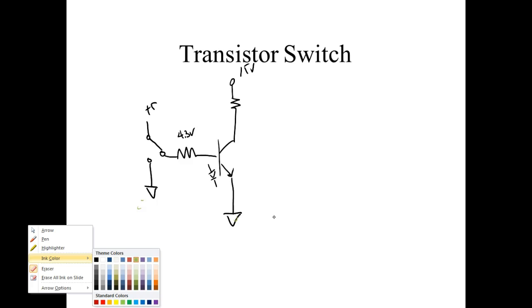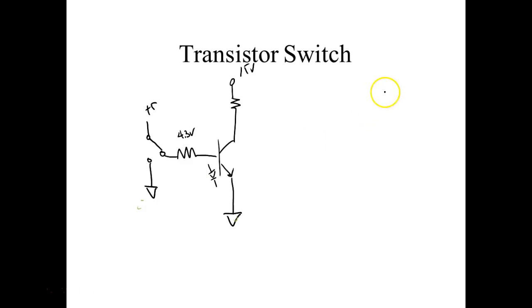So a PNP, the base has to be negative in respect to the emitter. An NPN, the base has to be positive. So if I was going to do this with a PNP, same circuit, then I'd still have to have that resistor there.